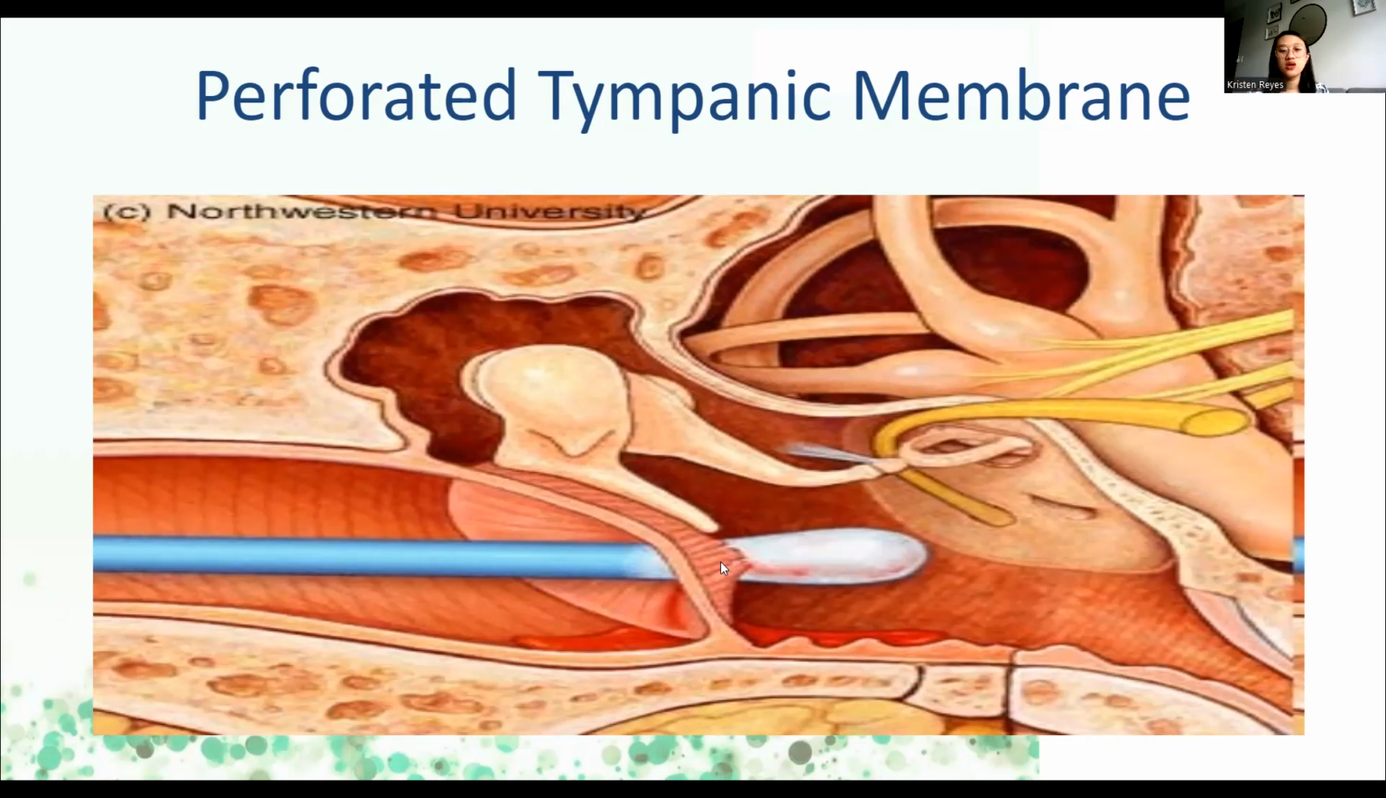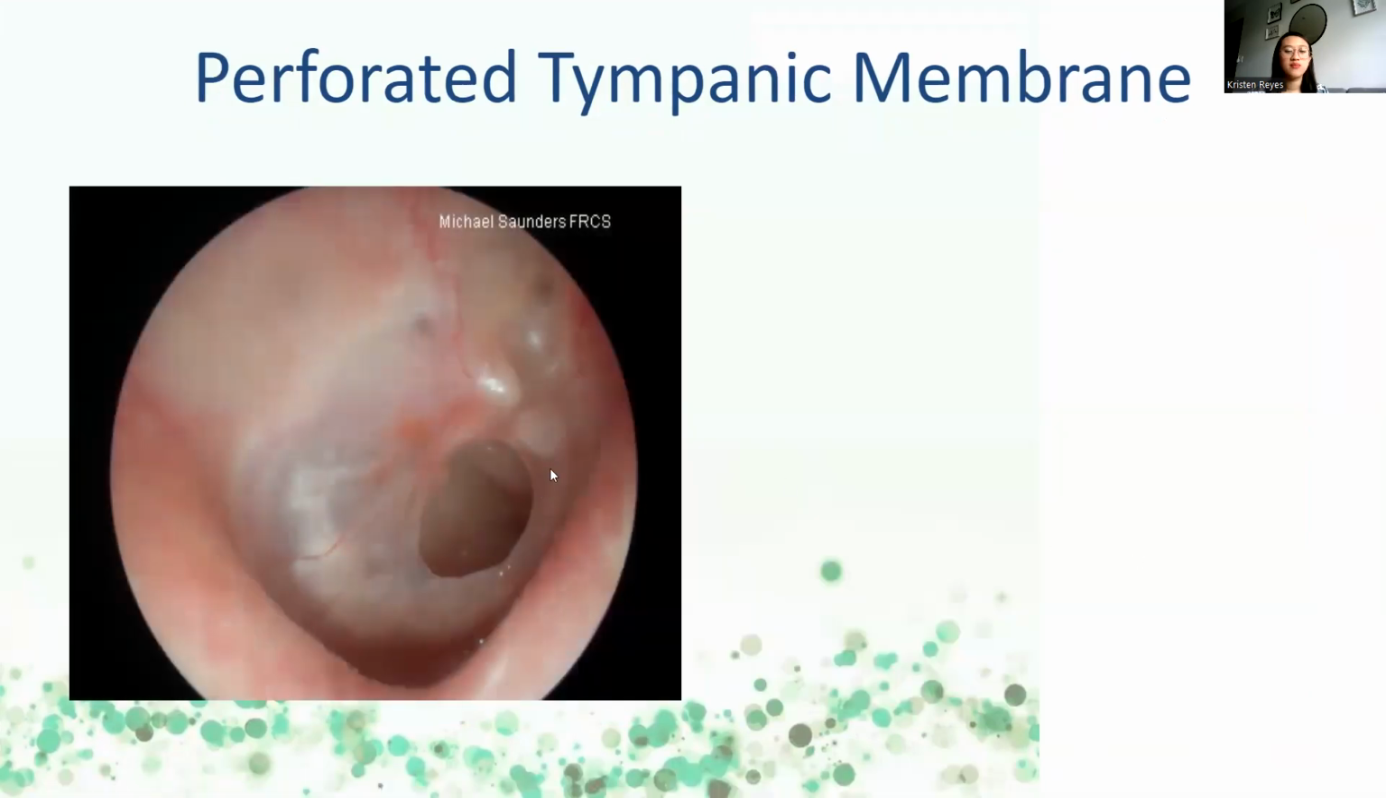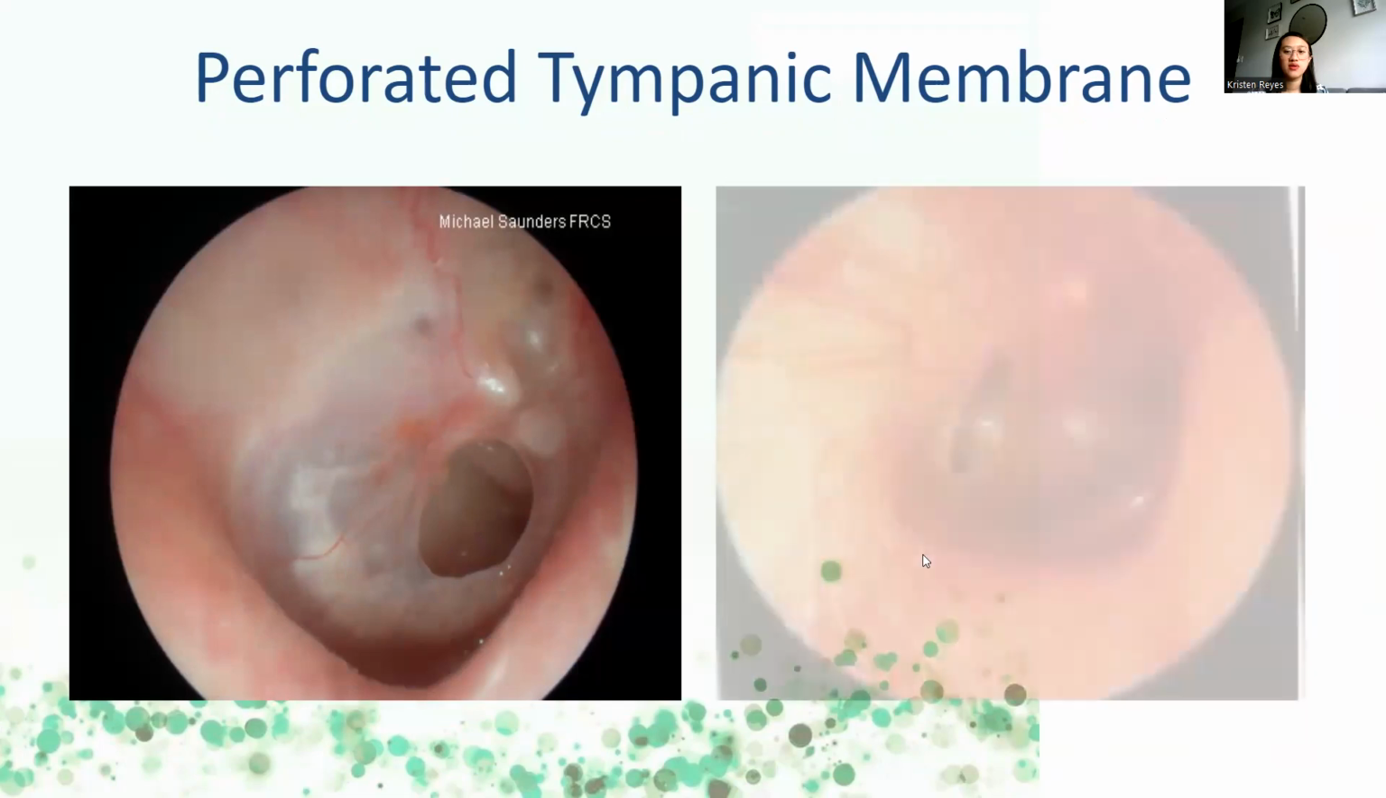Okay? So if it is perforated, there will be a lot of things na bawal for the patient. Bawal na siya mag-swimming. Bawal mabasa yung tenga niya. Kapag maligo siya, dapat covered ang ears. Because once mag-swimming siya, papasok yung tubig. Okay? And dahil butas yung tympanic membrane, the water goes inside the middle ear, and that would cause infection.